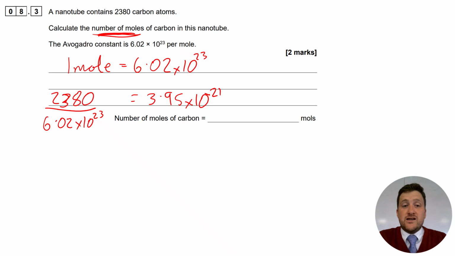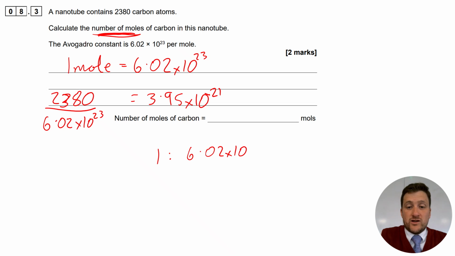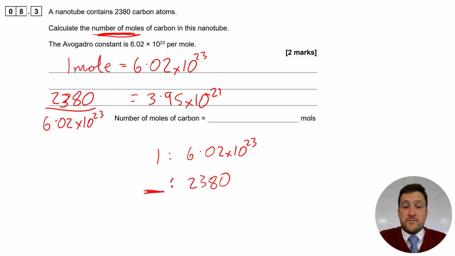But it is linking that 1 mole to how many atoms there are. Well, we know that there are that many atoms, the 6.02 times 10 to the 23, in 1 mole. So how many atoms are there? Or how many moles are there? We can do that as a ratio. We can do it as a 1 to 6.02 times 10 to the 23, and then put 2380 here. That is what we're looking for. We're looking for that missing value.